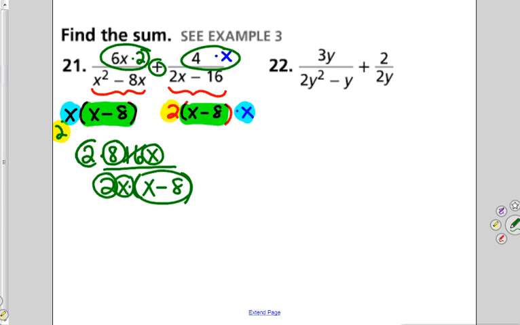Everything I'm circling is a factor: x minus 8, x, 2. Anything that matches can cancel. The 2 cancels. The x and the x cancel, leaving me with 8 in the numerator and x minus 8 in the denominator.